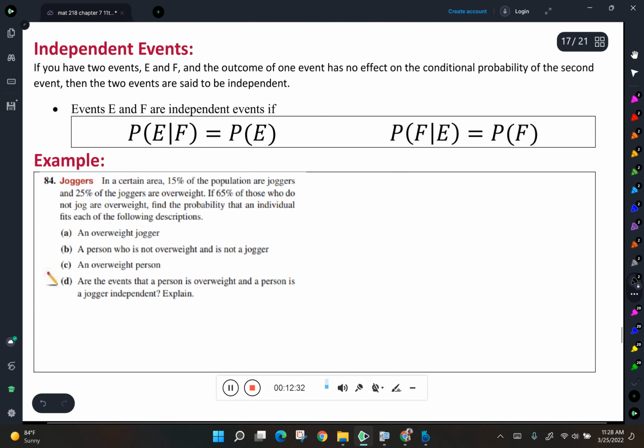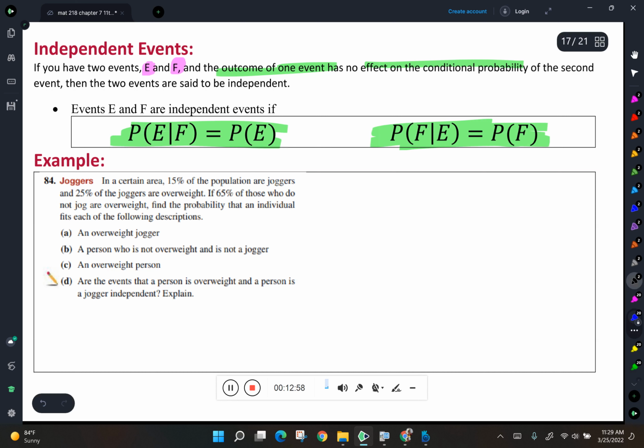This leads us to something called independent events. Independent events, okay, so two events, the event E and the event F, are said to be independent if the outcome of one of the events has no effect on the conditional probability of the second event. Right? So E and F are independent if this is true or if this is true.